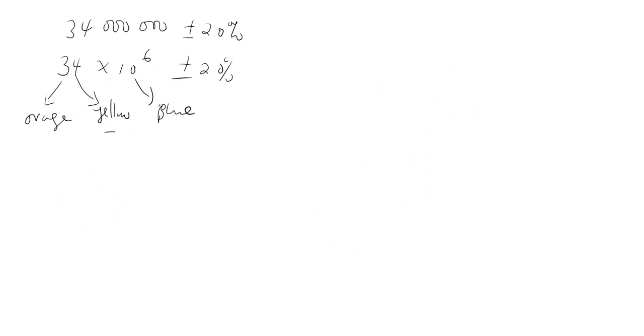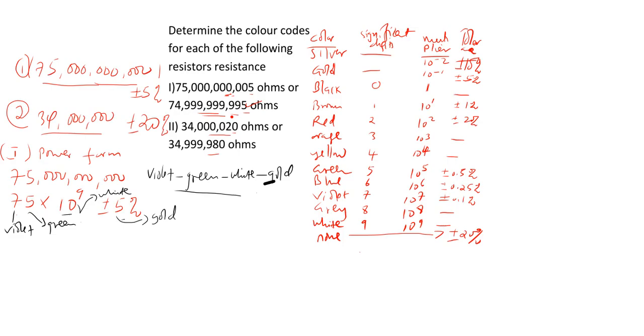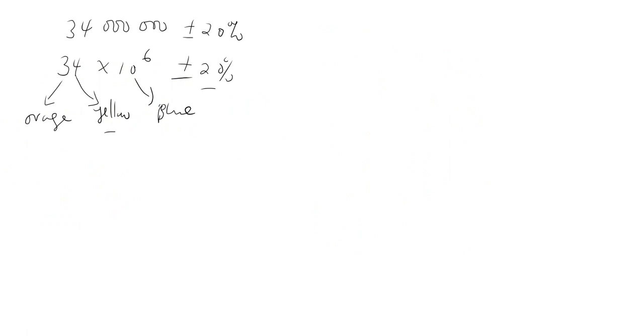And the fourth component to read is the tolerance of plus or minus 20%. And in this case, we find that for the 20% tolerance, we don't have any color. So we don't write any color there. So the color code now will be orange, yellow, and blue. That is how you write it, because the fourth band has no color.